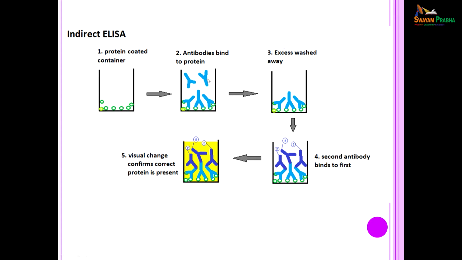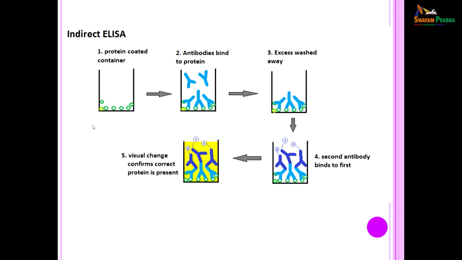The excess antibody is washed away and then we add anti-antibody to which enzyme has been added. So, if antibody was present, this anti-antibody will stick on, that means the enzyme will be present, and when you add the substrate, you will get a change in color.